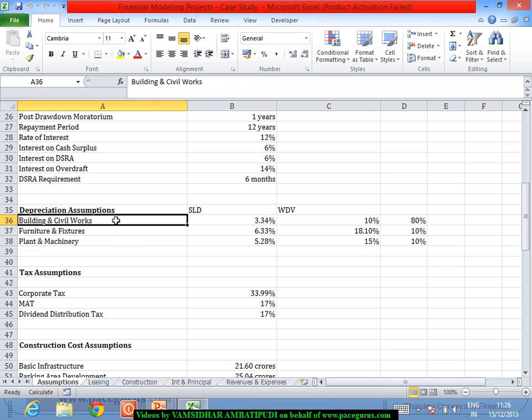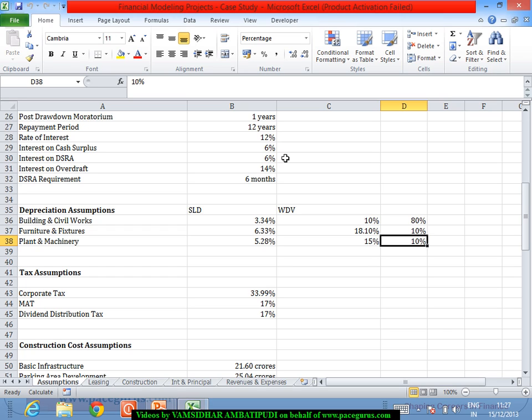We have assumed that our assets are primarily building and civil works, which constitute 80% of the total assets, and furniture and fixtures, which will be 10% of the total assets, and plant and machinery the remaining 10%. Whatever the assets are, I am assuming that they are split in this particular proportion.